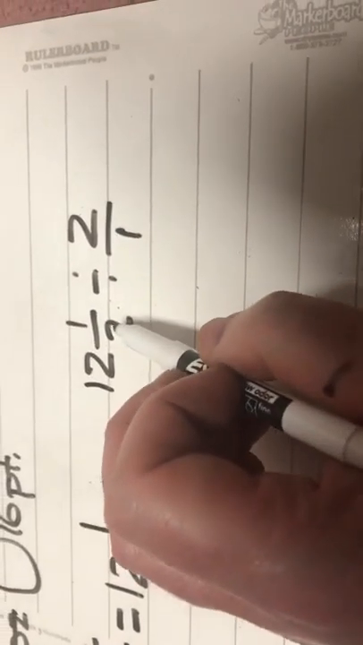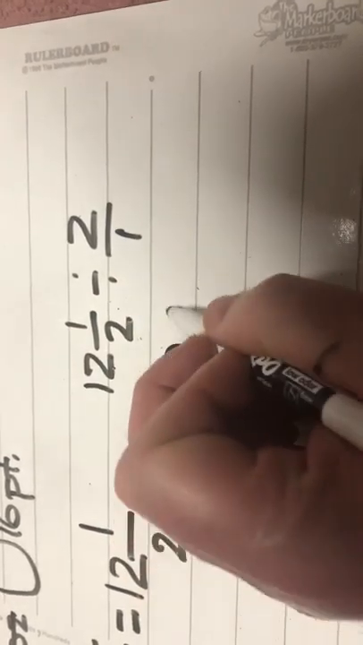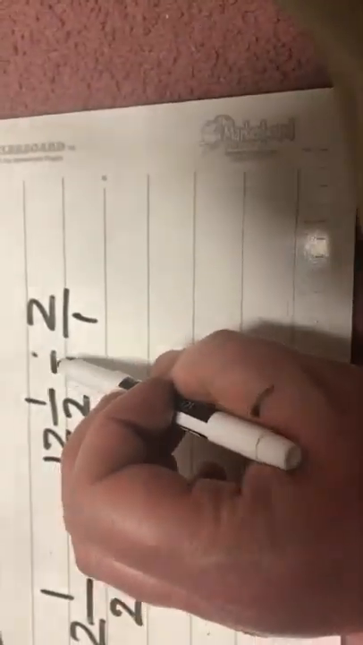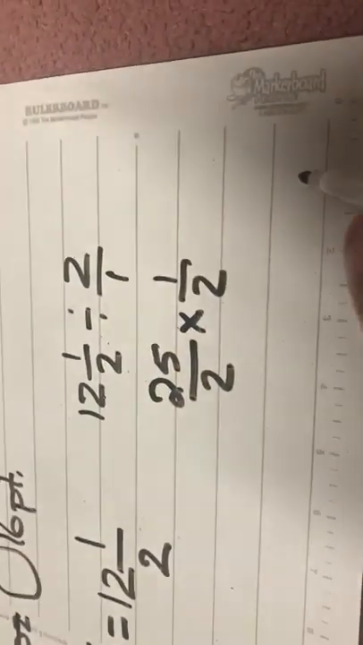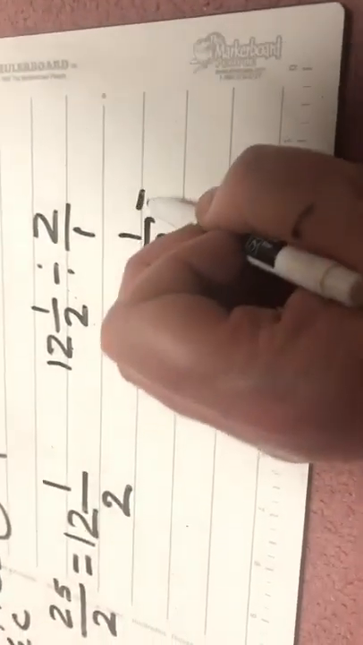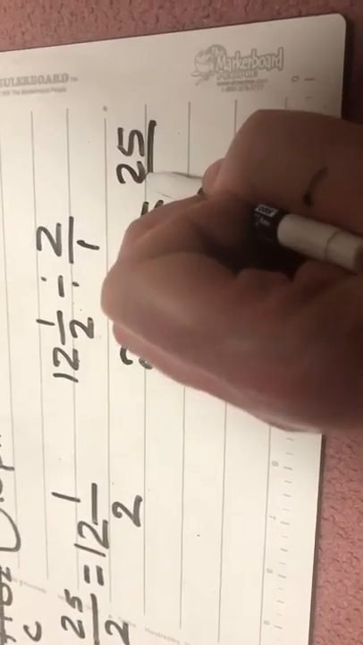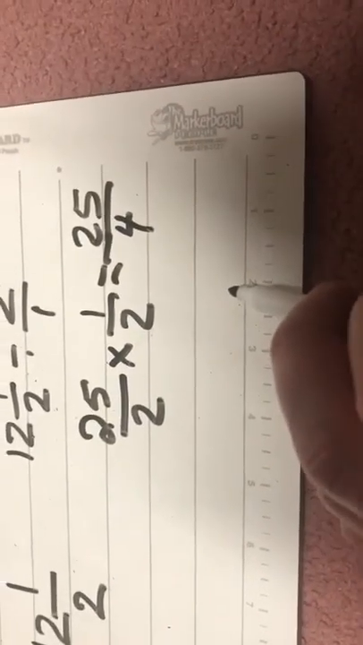This has to become a fraction. 2 times 12 is 24, plus 1 is 25. So I'm right back to where I came from. 25 over 2, right over there. 25 over 2. I'm dividing it by 2 over 1. So remember our rules of dividing fractions, folks. Multiply by 1 over 2. Because I have to make the reciprocal. 25 times 1 is 25. 2 times 2 is 4.